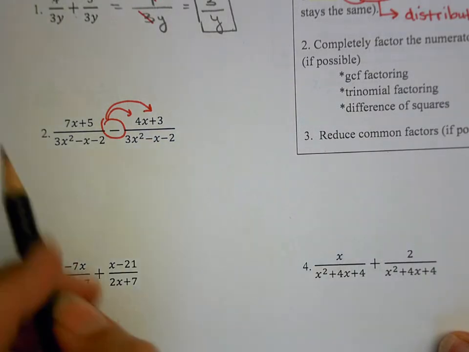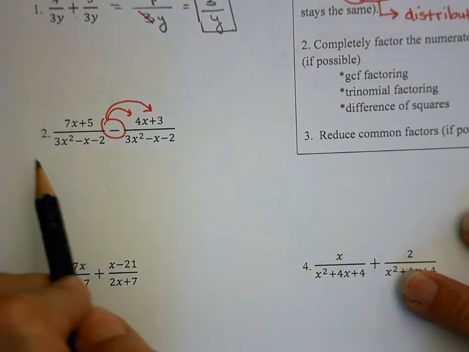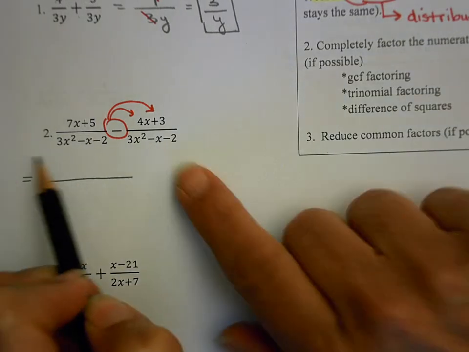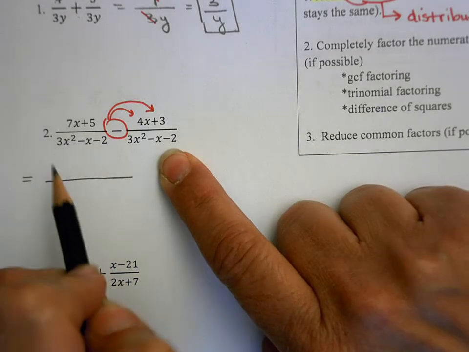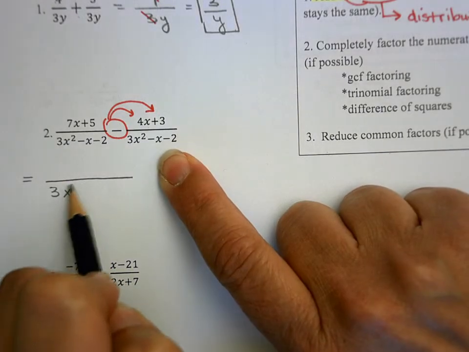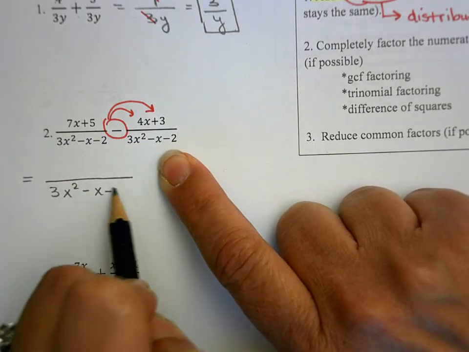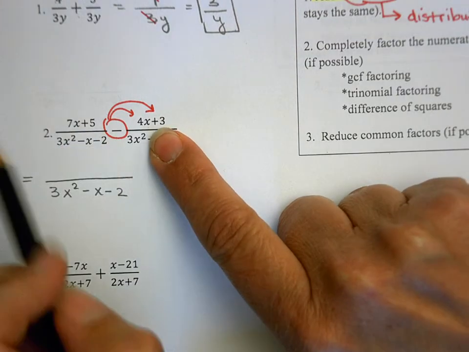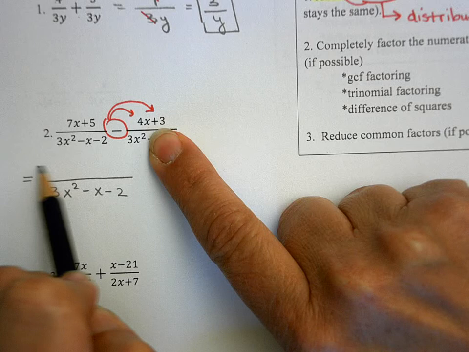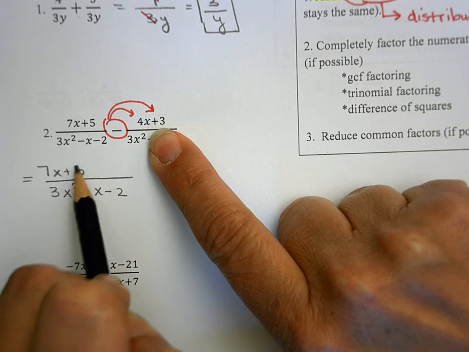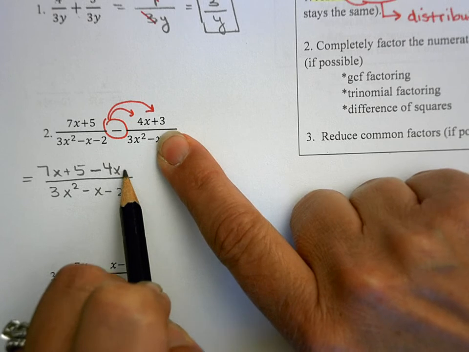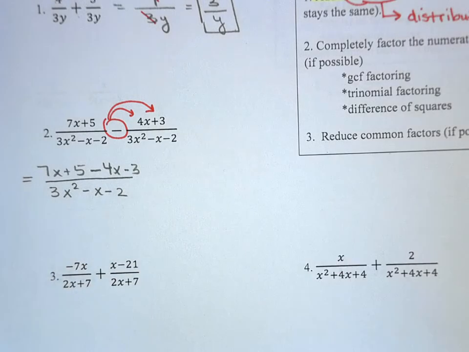There are different ways to approach that, but the way to think about it is that I have a common denominator already. So that would be 3x squared minus x minus 2, and then I have to subtract that numerator. So 7x plus 5, and then I want to subtract the 4x, but I also want to subtract the 3.